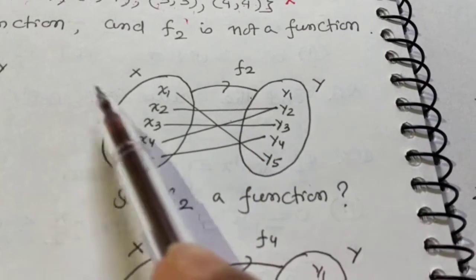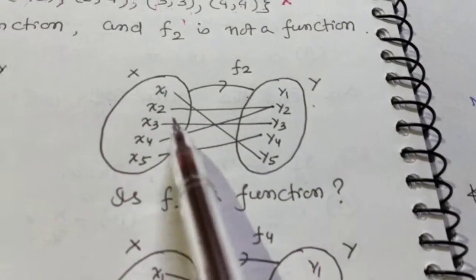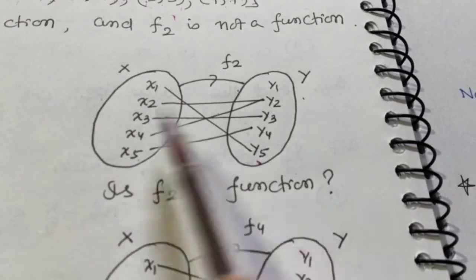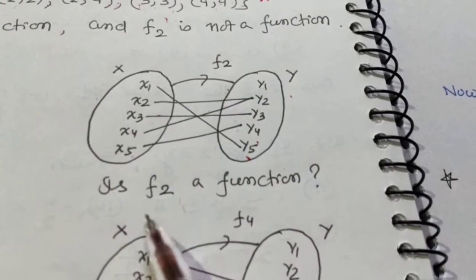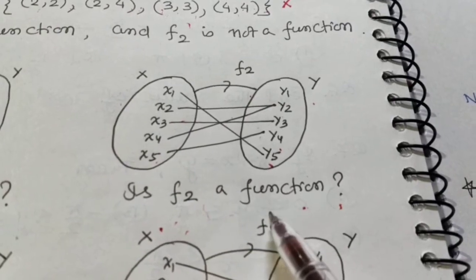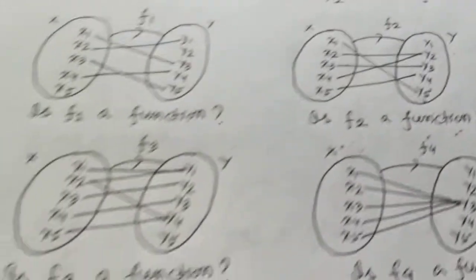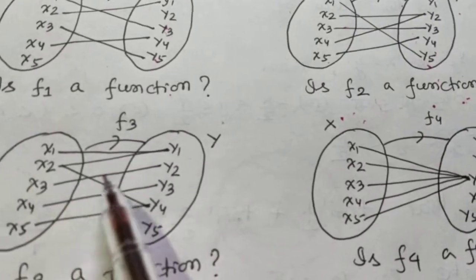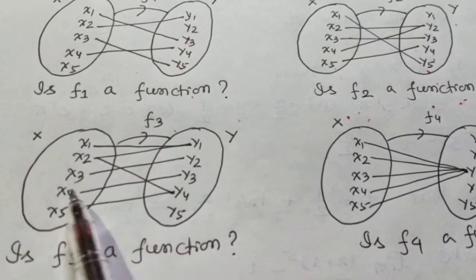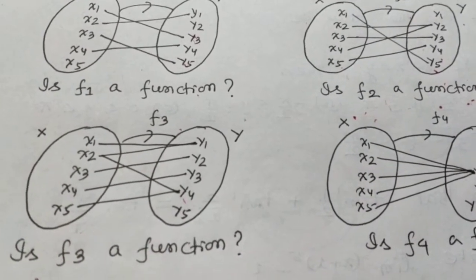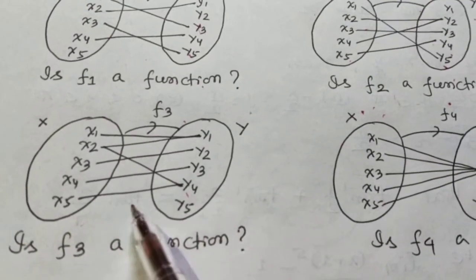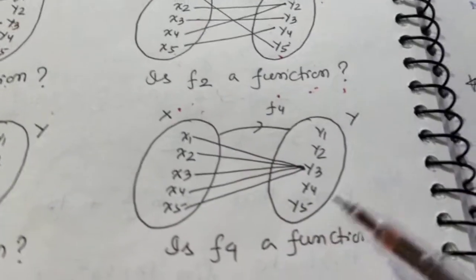Now coming to this pictorial presentation, F2 is a relation from set X to set Y. X1 has an image, X2 has an image, X3 has an image, everyone has an image. You need to see whether F2 is a function. In case it is a function, you need to write the domain of F2, range of F2 and codomain of F2. Come to the third pictorial presentation, F3. Looking into the mappings and the images, you need to say whether F3 is a function. In case you feel so, then you need to write the domain, range and codomain of that function.